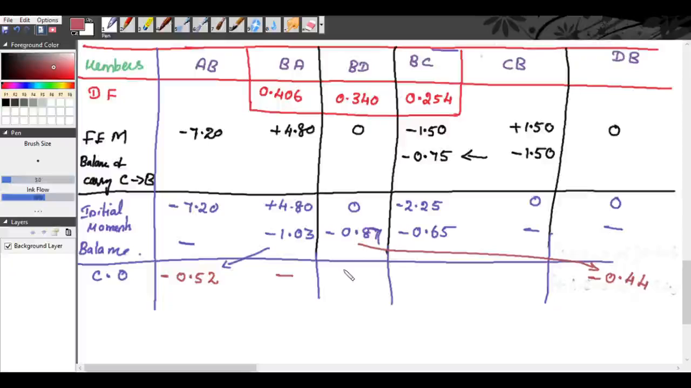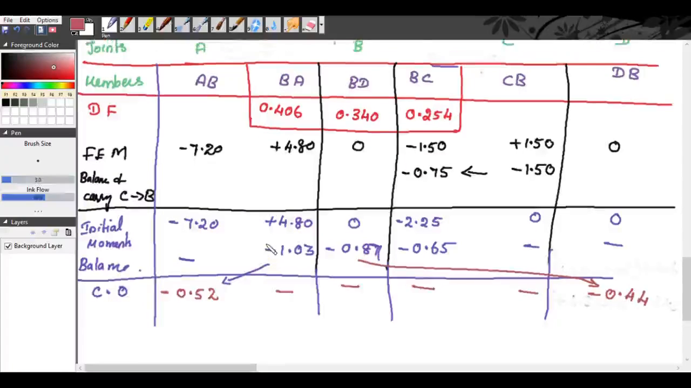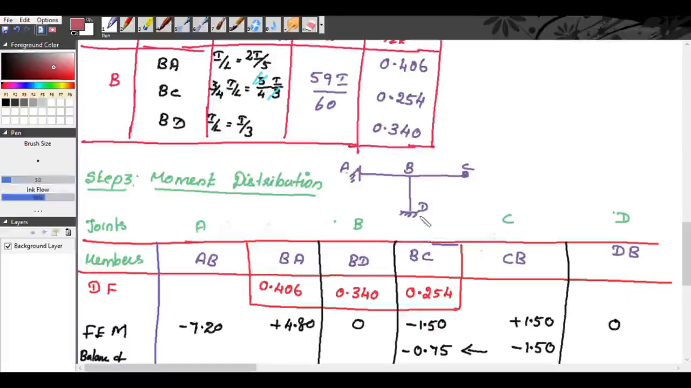There is no carryover of moments. Only from, see, when you see the diagram you will understand. The moment is carried from B to A. Half of B in AB, half of B is carried to A.